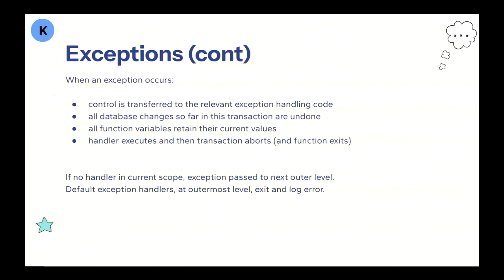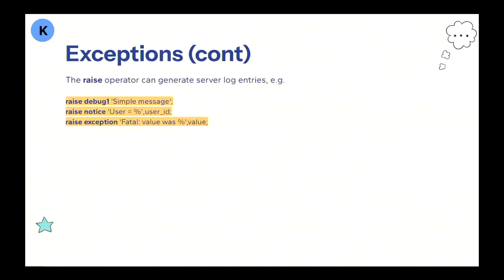And if there's no handler in the current scope, this behavior is similar to many other programming languages. So if no handler is in the current scope, the exception will be passed to the next outer level. The default exception handler of Postgres, if you don't specify anything, will just exit and log the error. So that's the exceptions.